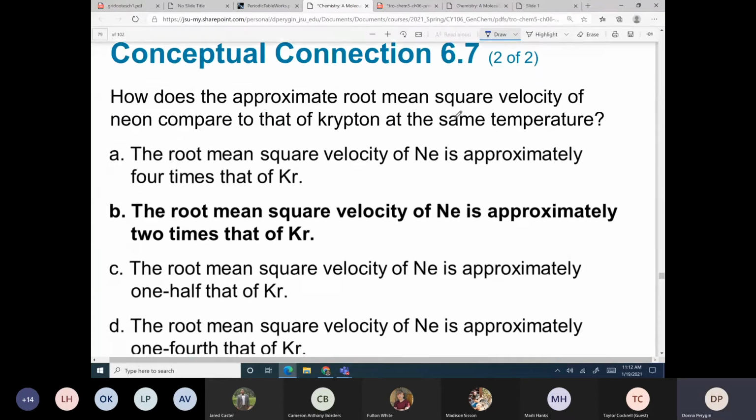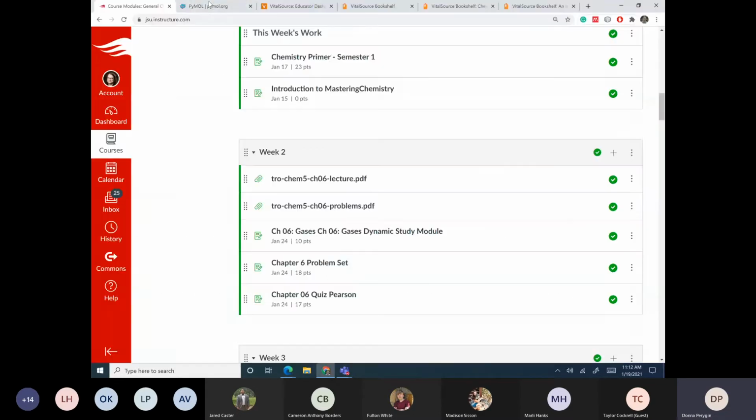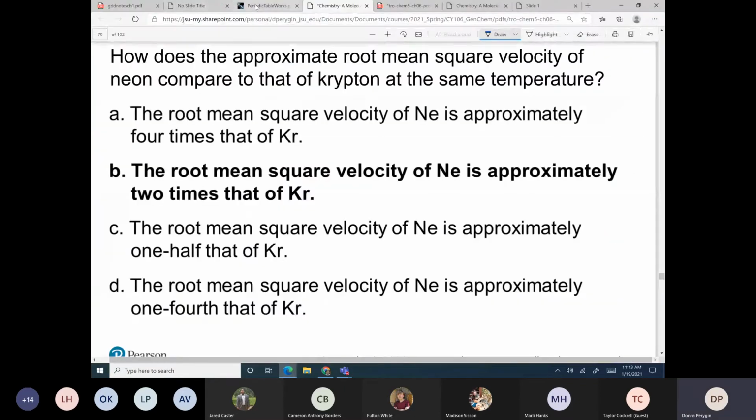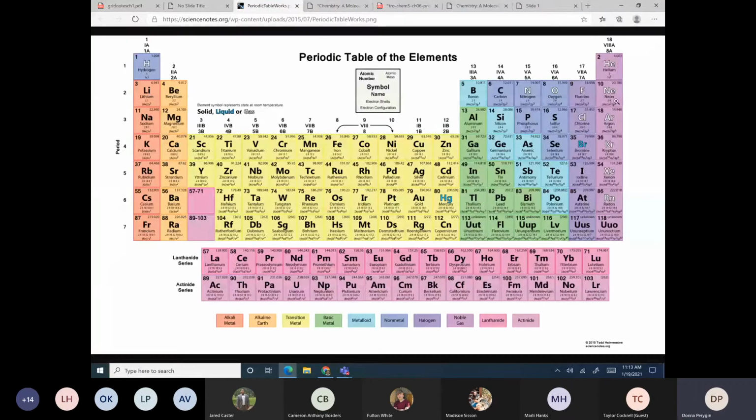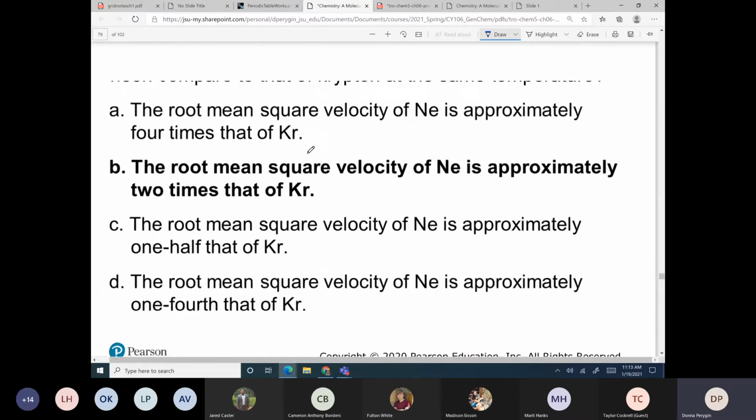All right, so how does the approximate root mean squared velocity of neon compare to that of krypton at the same temperature? So let's look at our periodic table here. Periodic table, here it is. So we've got neon versus krypton. Notice that neon is about 20 and krypton is about 80. Okay, so the root mean square velocity of neon is approximately 2 times that of krypton, because krypton is heavier.